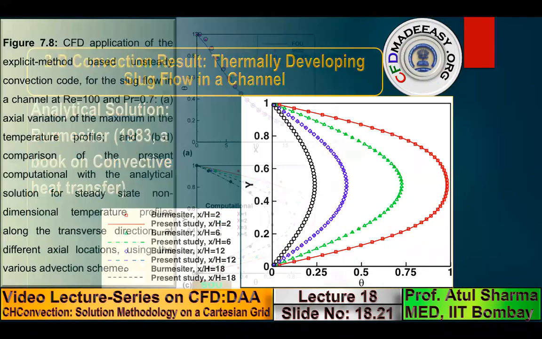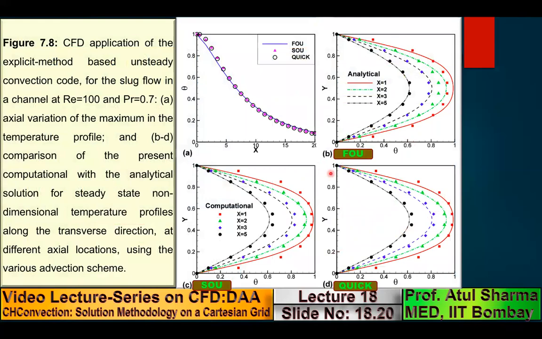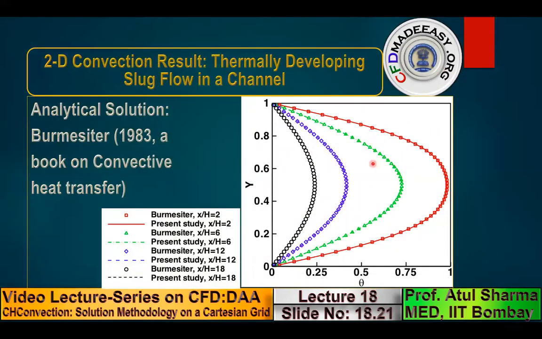The earlier results are shown on a relatively coarse grid, and these results are shown corresponding to a very fine grid, where this is the solution at x equal to 2, this is at non-dimensional distance 6, this is at 12, and this is at 18. Here the symbols represent the analytical solution. The analytical solution is given in a book on convective heat transfer by Burmeister.